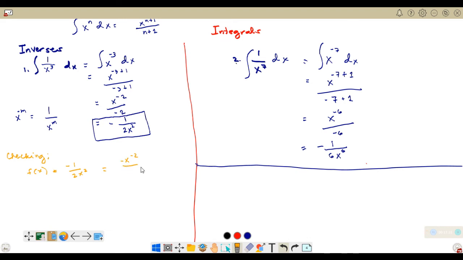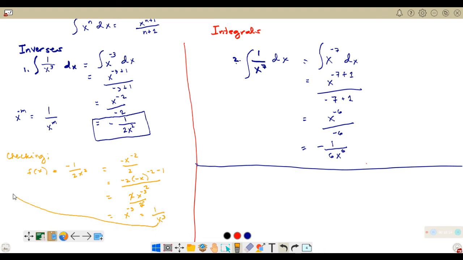May negative pa rin tayo dito. Over 2. And then, solve na natin siya. Meron tayo ditong negative na symbol. So, negative 2 times negative x raised to negative 2 minus 1 over 2. Negative times negative, positive na siya. So, we will end up with 2x raised to the negative 3 over 2. 2 divided by 2 is 1. You will end up with x raised to the negative 3, which is equal to 1 over x cubed.